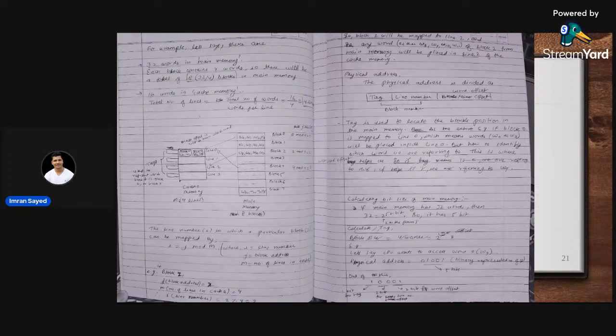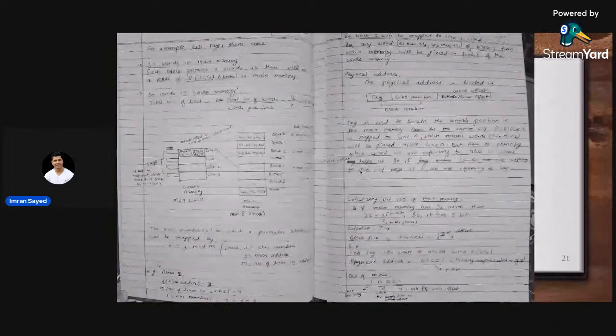For example, if the block is mapped to line 0, the words W0 to W3 will be placed inside line 0. But how do we identify which words are being referred to? This is where the word offset comes in. Under each block there will be different words, like W0 to W3 for block 0, and for block 4 it will be something else. So how do we know which word we are talking about? This is where the word offset comes into the picture.